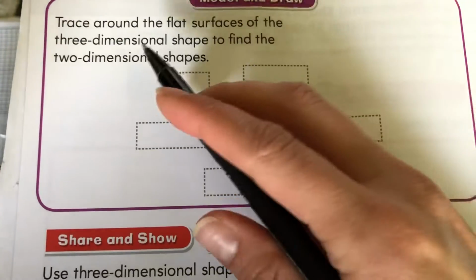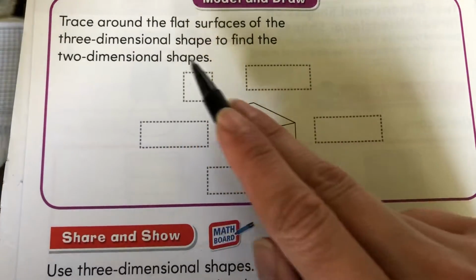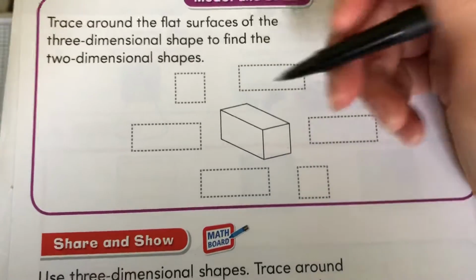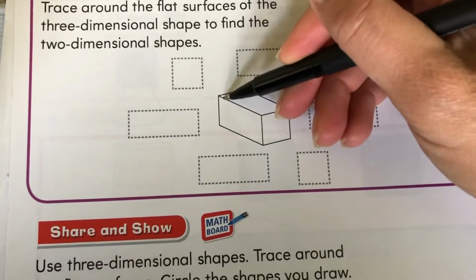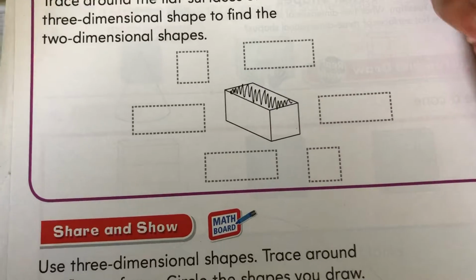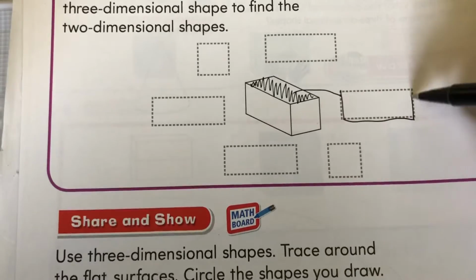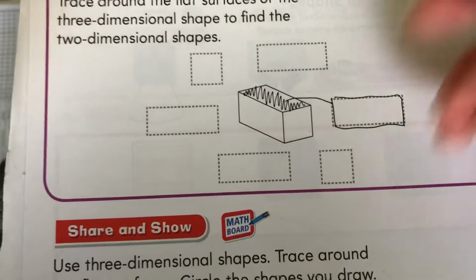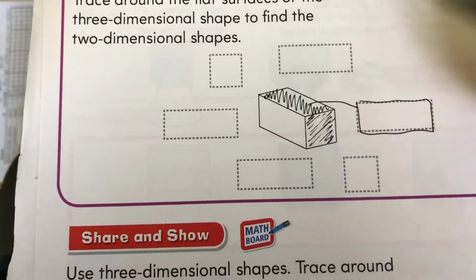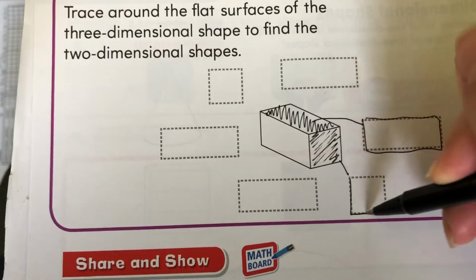Okay. Let's see what other 2D shapes are on three-dimensional shapes. So right here it says trace around the flat surfaces of the three-dimensional shape to find the two-dimensional shapes. Okay, this is a 3D shape. And right here I have a flat surface. What is that flat surface? That flat surface is actually a rectangle. Okay, now I have another flat surface here. And this flat surface, 2D shape, is a square.